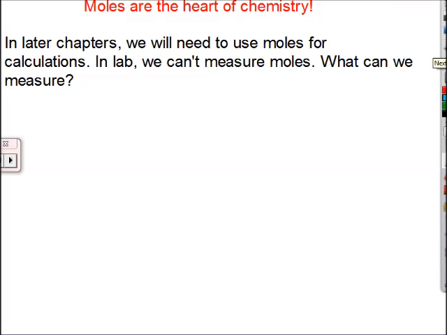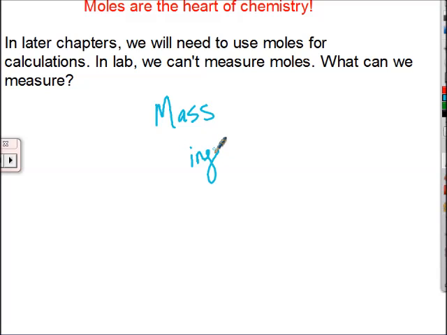Now, moles are going to be the heart of chemistry. We need to understand moles and how to do them. But back in lab, we can't count out atoms. We can't measure 6.02 times 10 to the 23rd atoms. So when we're in lab, we can measure the mass of something. We measure that in grams.